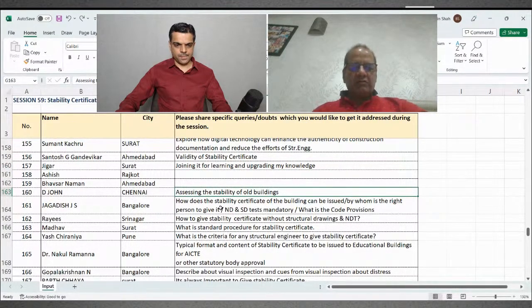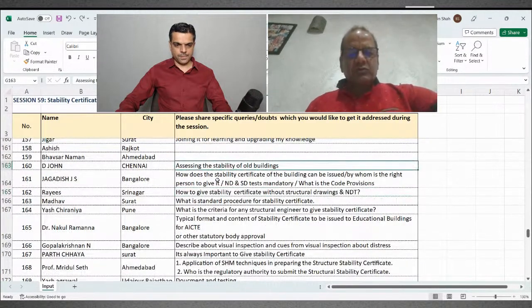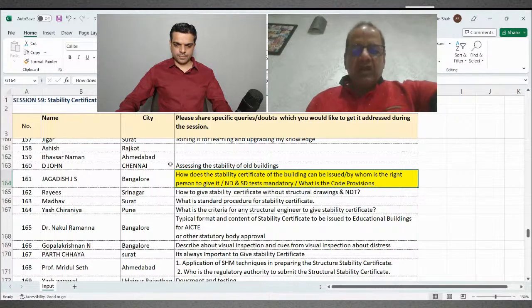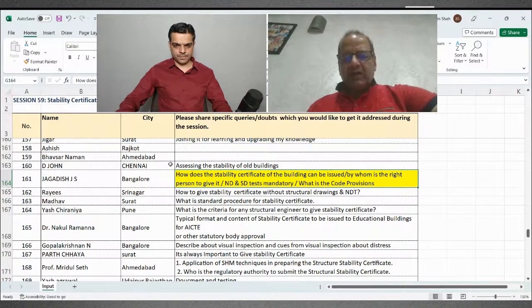Okay, Jigar, welcome. Assessing the stability of old buildings is to be discussed separately. How can the stability certificate of a building be issued, and who is the right person to give it? Who can issue? I have already explained. The right person is you yourself, the structural designer.